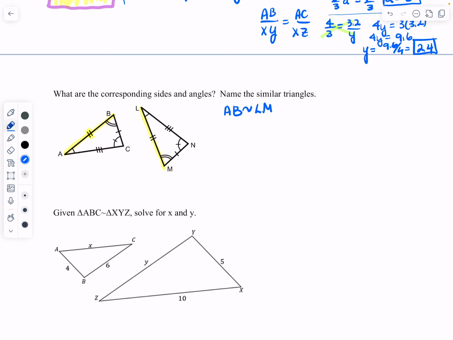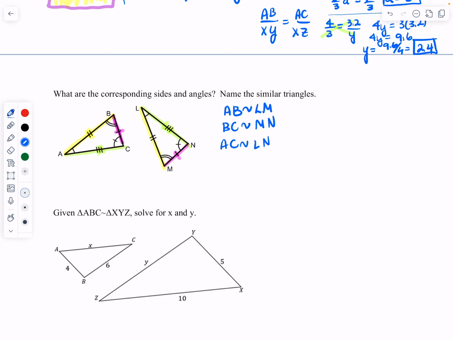Okay, now we're moving on. I'm going to use a different color. I'm going to look at the one side with 1 mark, and I'm going to find the corresponding one over here. So I see that BC is similar to MN. And finally, in green, I'm going to look for the side with the 3 marks. So the side with the 3 marks is AC, and then the side with the 3 marks on this one is LN. So AC is similar to LN.